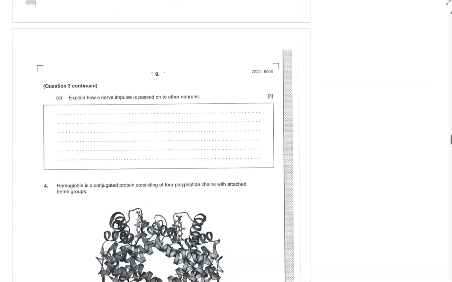So then explain how a nerve impulse is passed on to other neurons. So it's going to be passed through a synapse. Okay, so impulses are passed to another neuron at a synapse. Your depolarization causes calcium ions to diffuse into the presynaptic neuron or knob. That causes the neurotransmitter to be released, and that then crosses the synaptic gap. And then the neurotransmitter binds to the receptors on the postsynaptic membrane, which then, as long as the threshold potential is reached, will cause the sodium gates to open in the postsynaptic membrane.